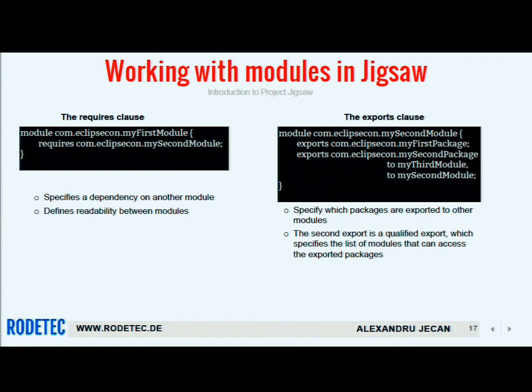And you also have a second kind of export. This is a qualified export, where you specify exactly the modules where you want to export. So here I export my second package only to my third module and my second module.